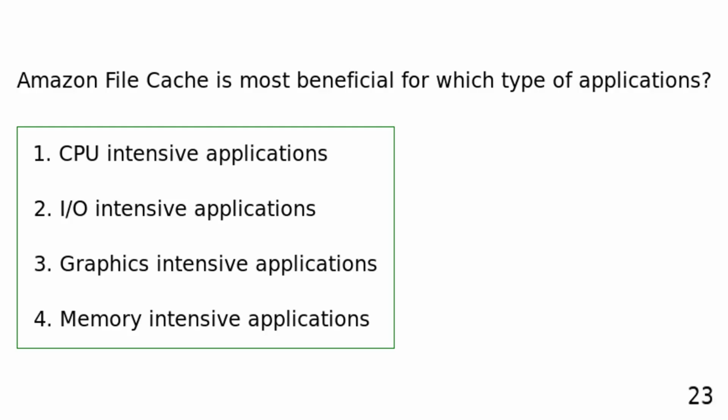Amazon File Cache is most beneficial for which type of applications? CPU-intensive applications, I/O-intensive applications, graphics-intensive applications, memory-intensive applications.